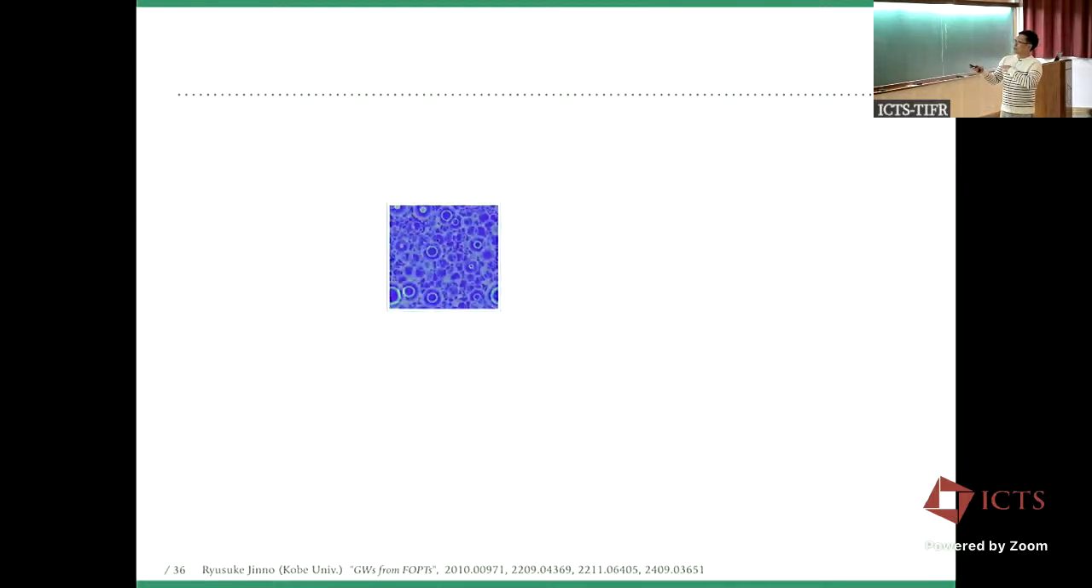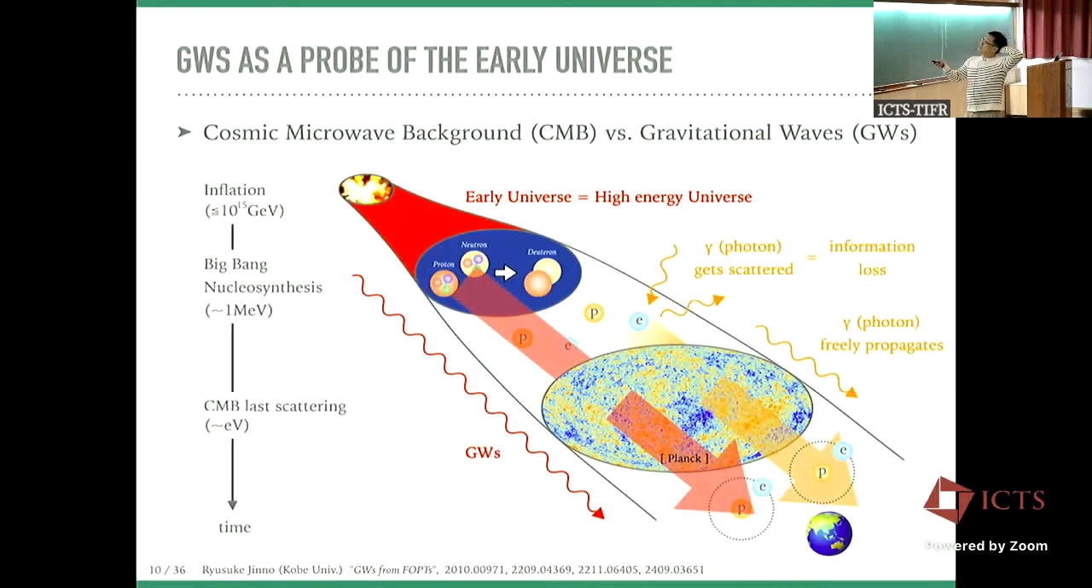And if it is, okay, let me stress this. If this process occurs in a very early universe, then produced gravitational waves propagate without being affected by the matter inside the universe. In contrast, if we use photons, they get scattered by charged particles in the early universe, so they lose the information they originally had. So in comparison with photons, gravitational waves can be a better probe of the early universe.